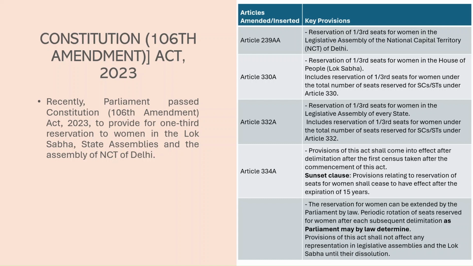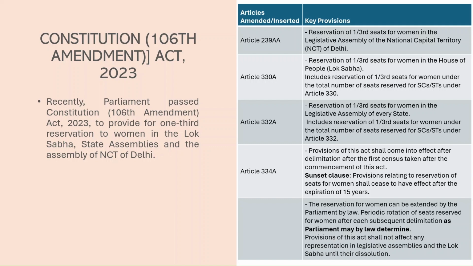A significant feature also added to this is the sunset clause. That means the reservation for women will cease to have effect after 15 years from its time of inception. However, there is room for extension by the Parliament through a new legislation.